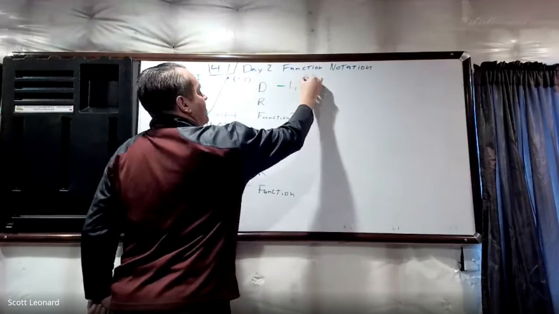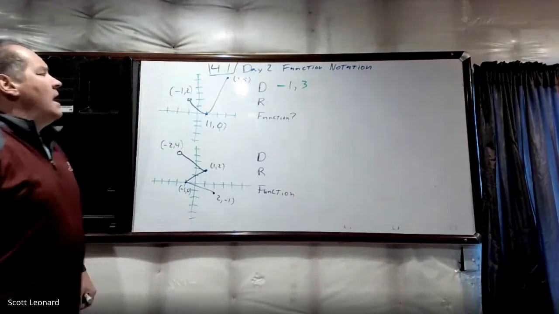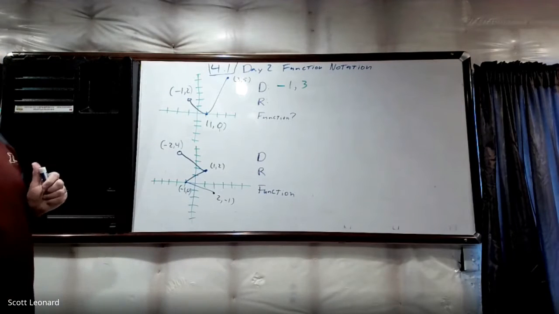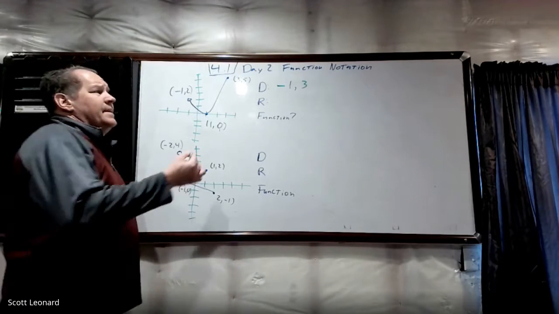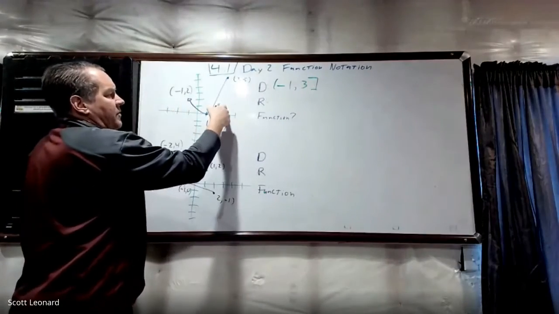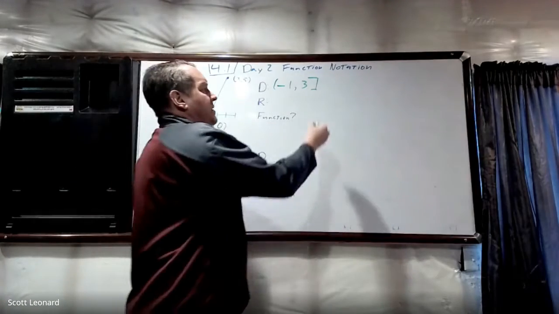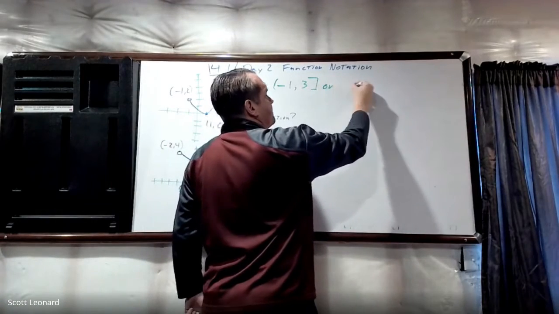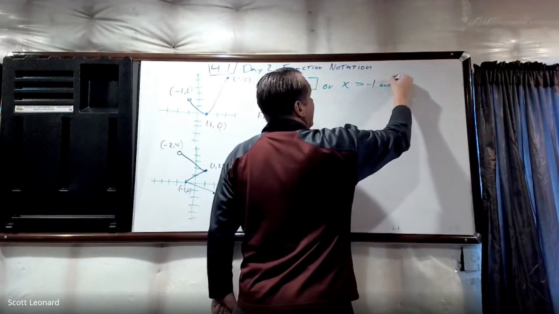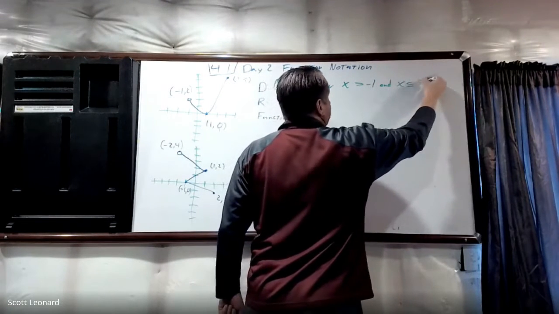-1, 3. Yeah, we had -1 to 3, right? Should I use parentheses or brackets at -1 and same thing at 3? Which one should I use? Parentheses for -1 and then brackets for 3. Yeah. So from left to right, we're going from -1 to 3. As an inequality, I would say x is greater than -1 and x is less than or equal to 3.